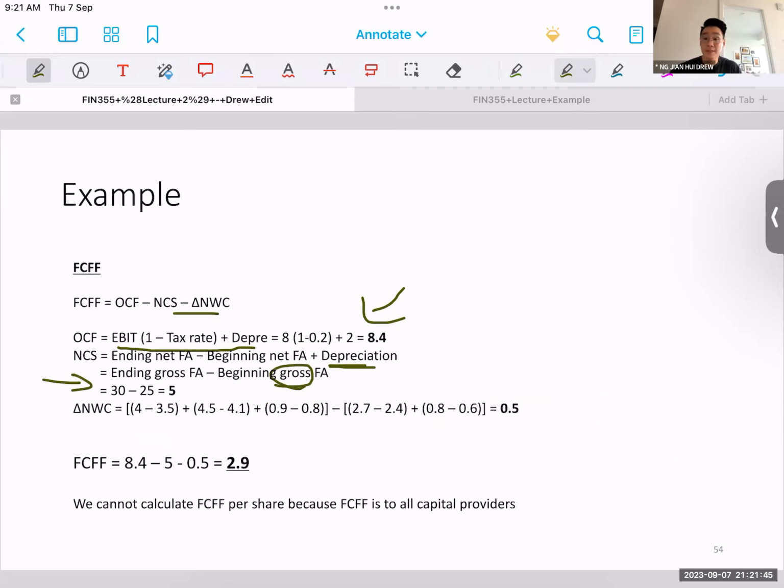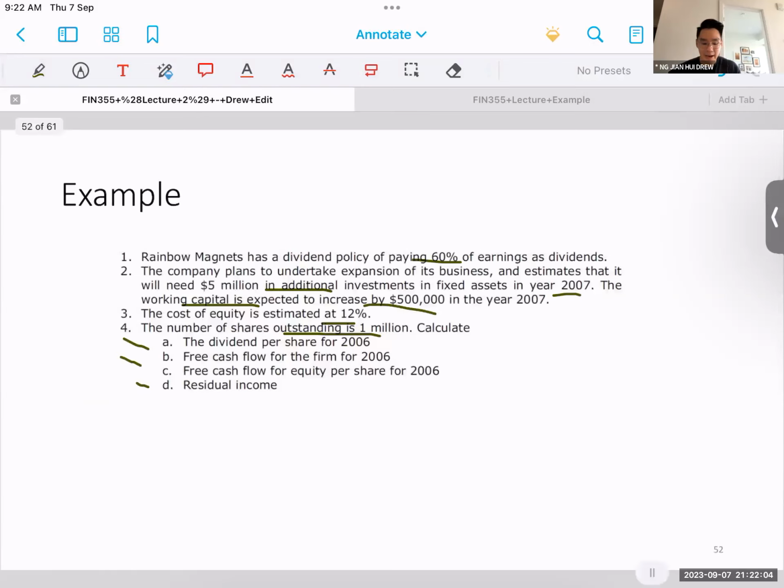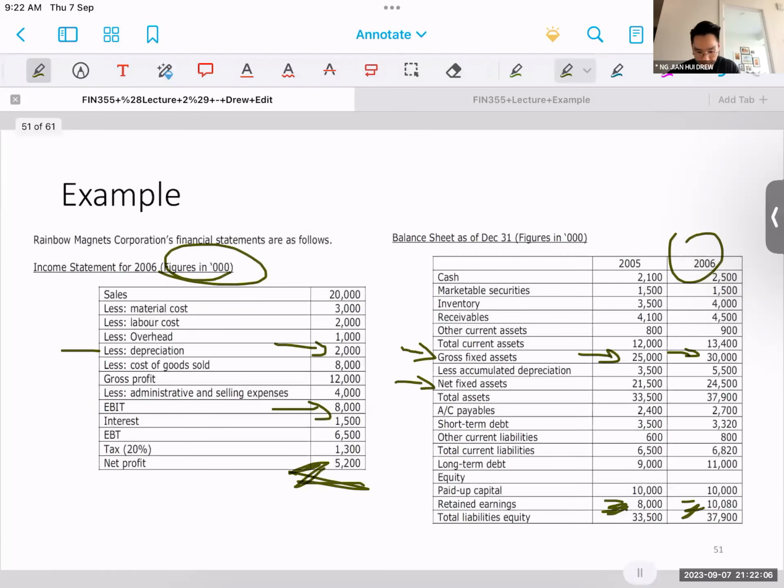Now, in terms of net change in working capital, right? Working capital is CA minus CL, right? But the change is the change, right? It is year 1 minus year 2. Oh, sorry, year 2 minus year 1. And remember, we are looking at CA and CL. So what are the CA and CL that we have to consider here?